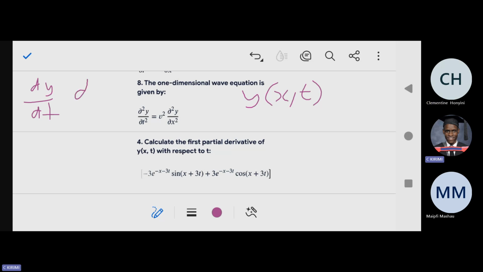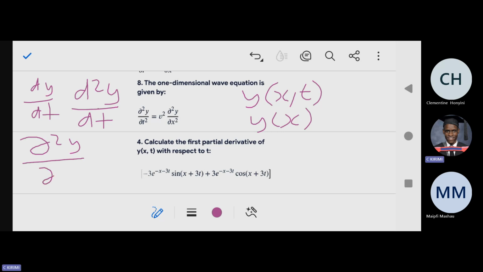Or you can say d squared y dt squared. This only works if y was a function of x only. Because now y is a function of two variables, that's why you are going to use partial. So you must write your d like this: partial squared y over partial t squared. It's not a d, this one. It's a partial derivative. So you must know the difference. We only use this d if your function has only one what? Variable.